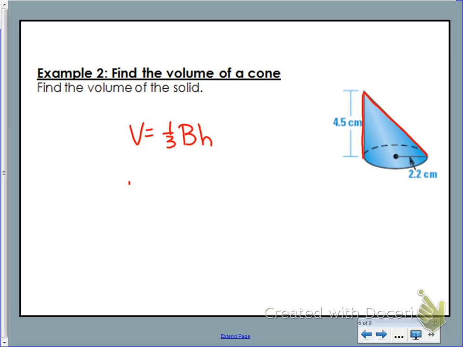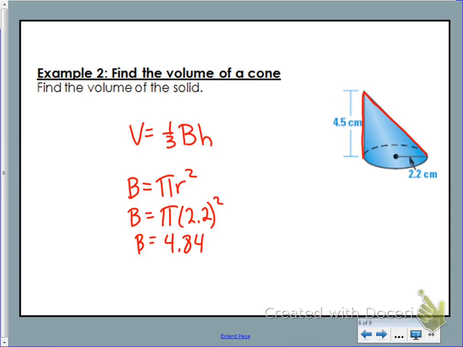So when we look at calculating the area of the base, we're going to use pi r squared, or pi times 2.2 squared. So we find the area of this base to be about 4.84 pi in exact form. The height of the figure is the perpendicular height, and that's what's shown here. So the perpendicular height is 4.5 centimeters. Now that might look like it's a slant height, but in this case, because this is an oblique figure that kind of got pushed over, the slant height and the perpendicular height are the same.